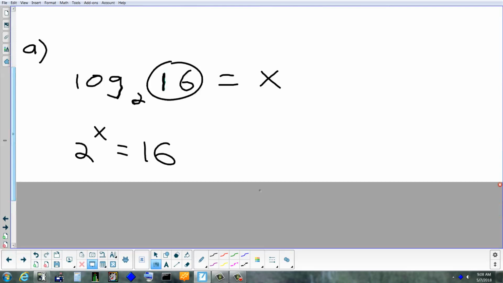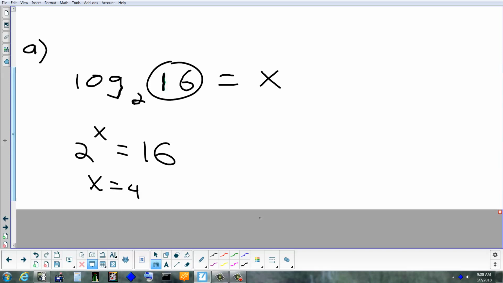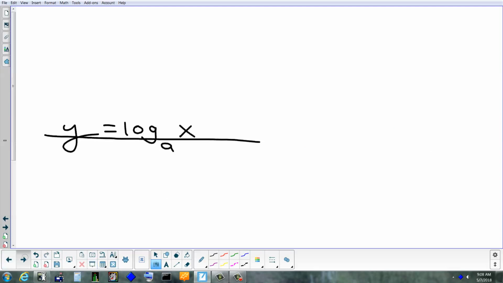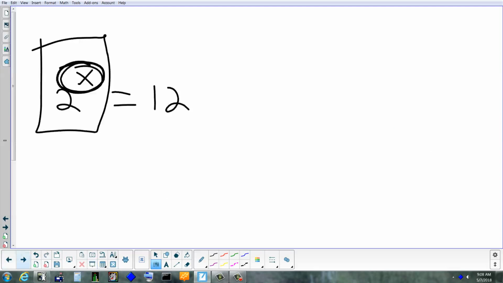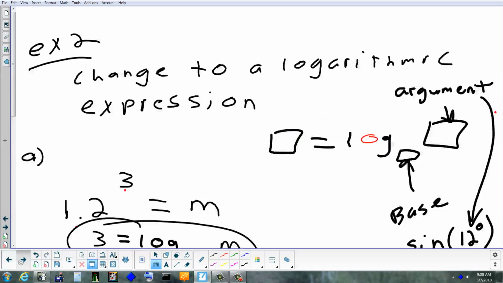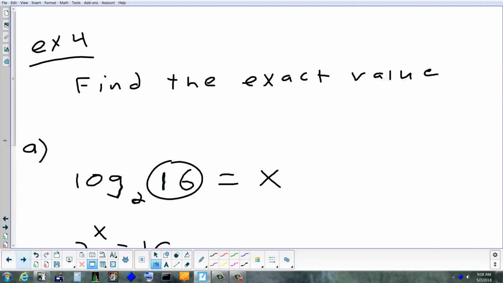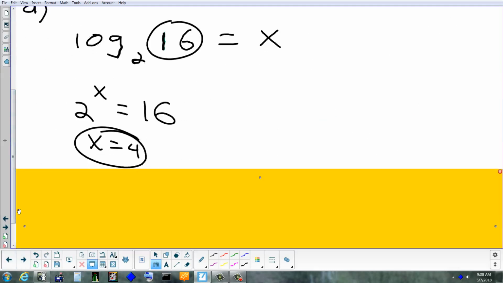Now, I picked these numbers because this is one you can do in your head. If I made that 16 a 17, you couldn't do it. But we should be able to get this one. 2 to what power gives you 16? 4. Yep. So for now, I'm going to give you a number like 8, 16, 32. I'm not going to give you one like 2 to the x equals 12. We're not quite there yet. Any questions on how we figured that one out?